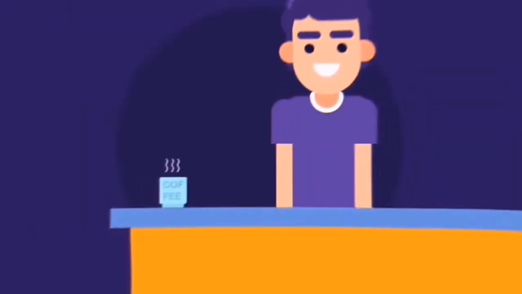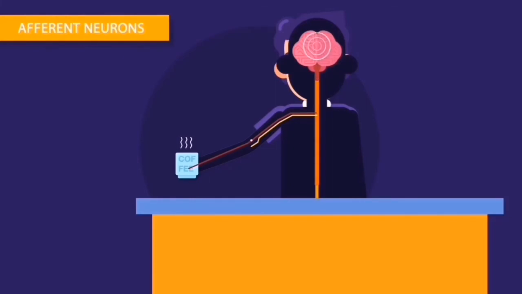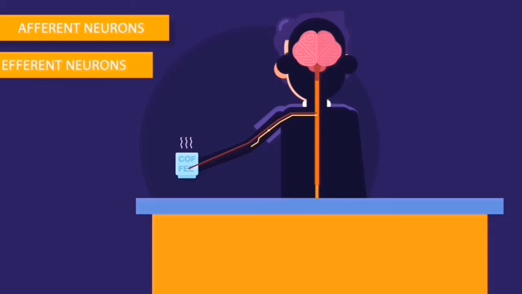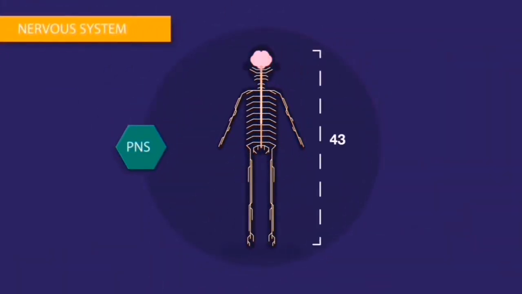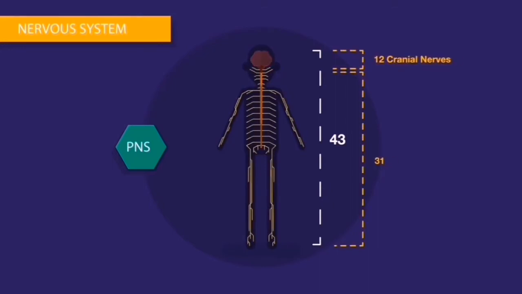Let's see how. When you hold a hot cup of coffee, sensory neurons in your hand, also called afferent neurons, transmit a signal to the brain that the cup is hot. Your brain processes that information and sends a response through motor neurons, known as efferent neurons, that you must put that cup back. The PNS consists of a total of 43 pairs of nerves, among which 12 originate in the brain, named as cranial nerves, and 31 originate from the spinal cord, hence called spinal nerves.